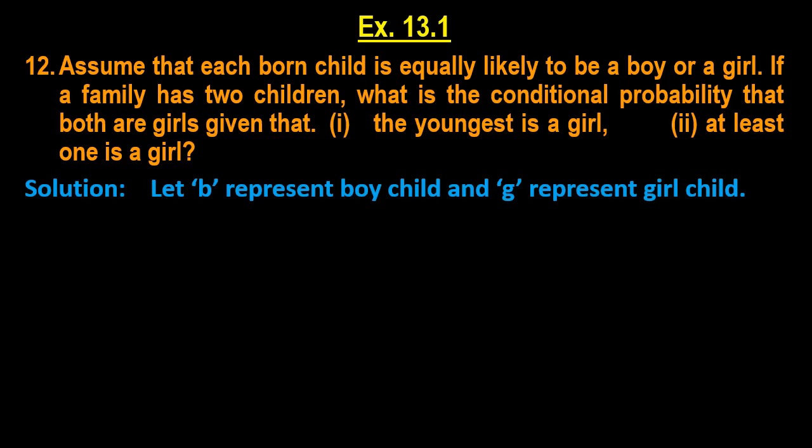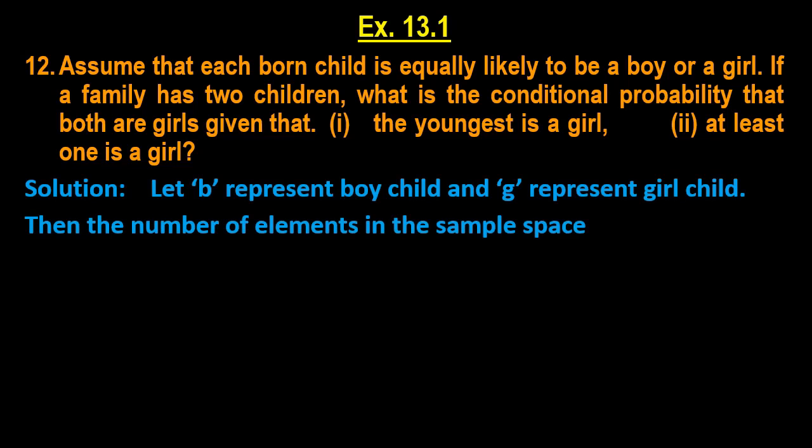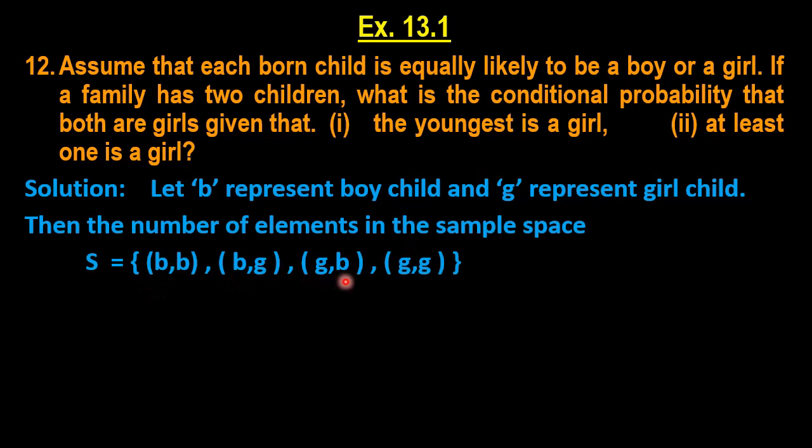Then first we need to find the number of elements in the sample space, which is given by S equals to B comma B, B comma G, G comma B and G comma G. So it means that there are 4 elements in the sample space. So first represents that both the children are boy, and the second represents that first is a boy child and second is a girl child. So youngest is girl here, and here first is girl child and then boy child. So youngest is a boy child and here both are girls.